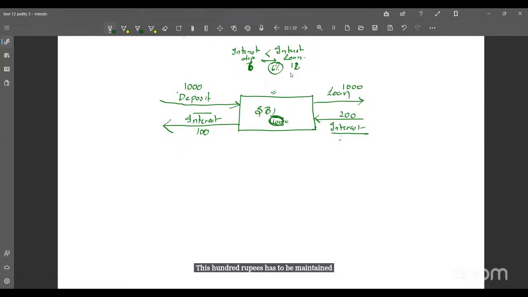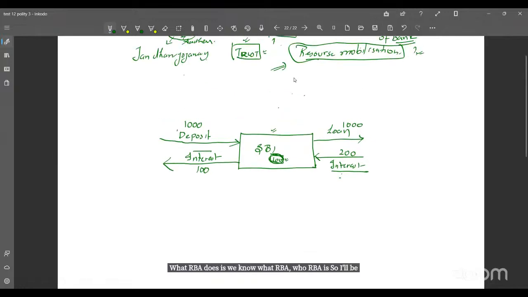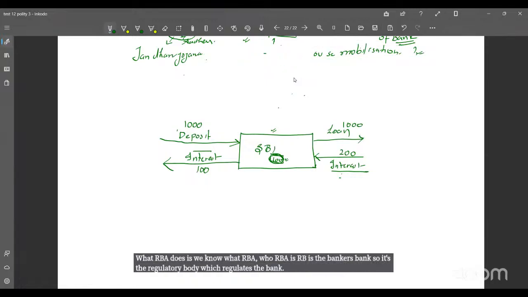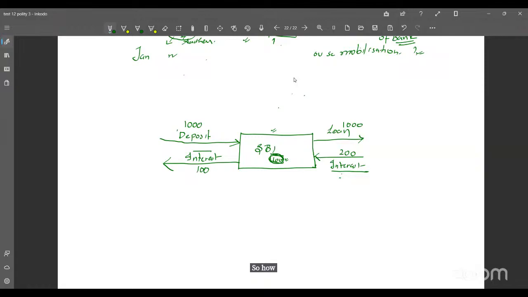So now what happens is, what RBI does is, we know who RBI is. RBI is the bankers' bank. It is the regulatory body which regulates the banks. So how does the RBI control the banks?